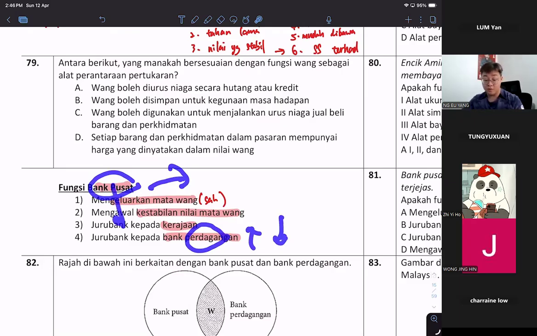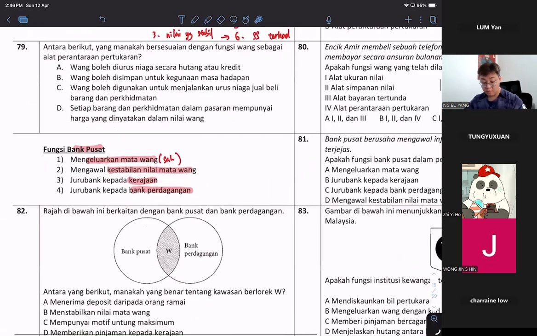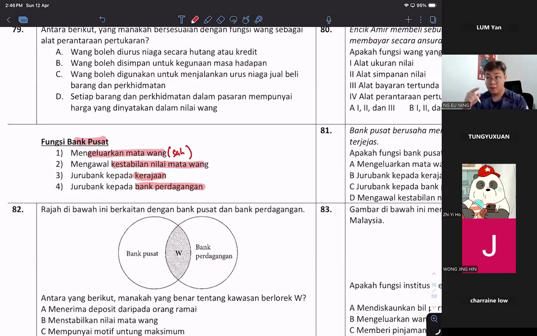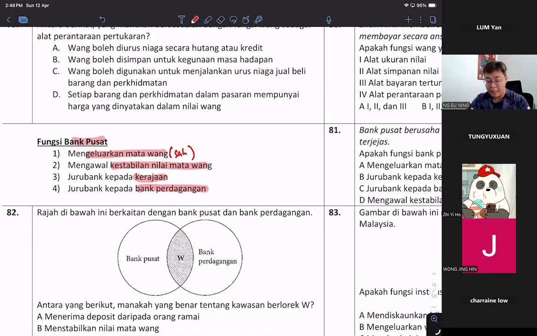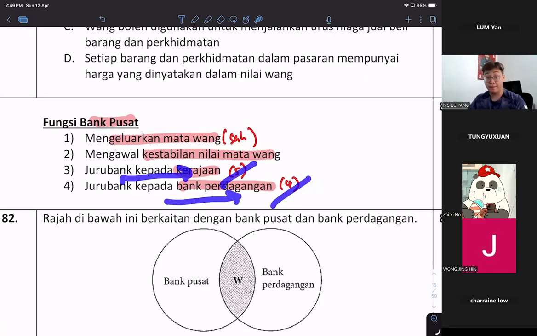Okay, so this is the fungsi for bank pusat. Okay, so done. Remember, your Form 4 is going to ask how many juru bank kepada kerajaan. Then they are going to ask you for five more subtopics within the juru bank kepada kerajaan, which means the five more fungsi is actually worth 10 marks. Juru bank kepada bank perdagangan we have 4, which means the total is 8 marks. So you better pray you study the juru bank kepada kerajaan and juru bank kepada bank perdagangan.